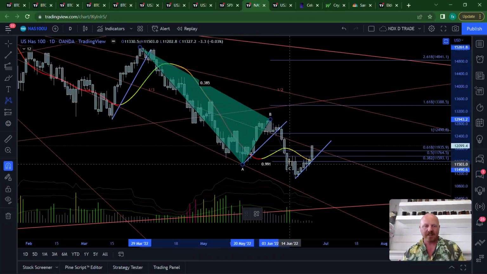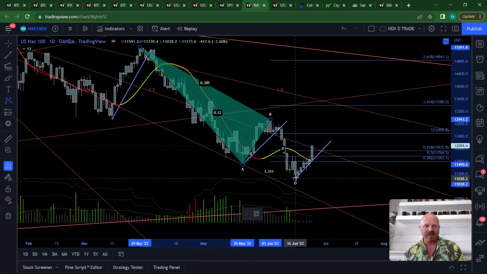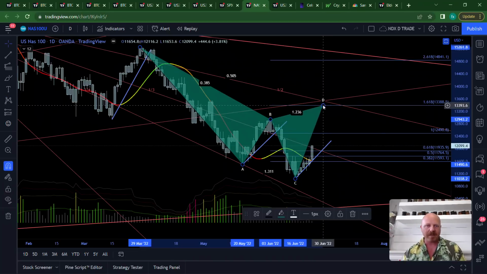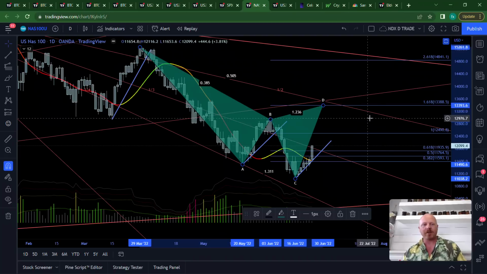So we also have my chameleon pattern once again, I do believe. Let's see. Look at my measurements. Got a 385, and I got a 1.311. And this would come up here. Yep, there you go, the chameleon pattern. So this comes to the 1618, 13,388.